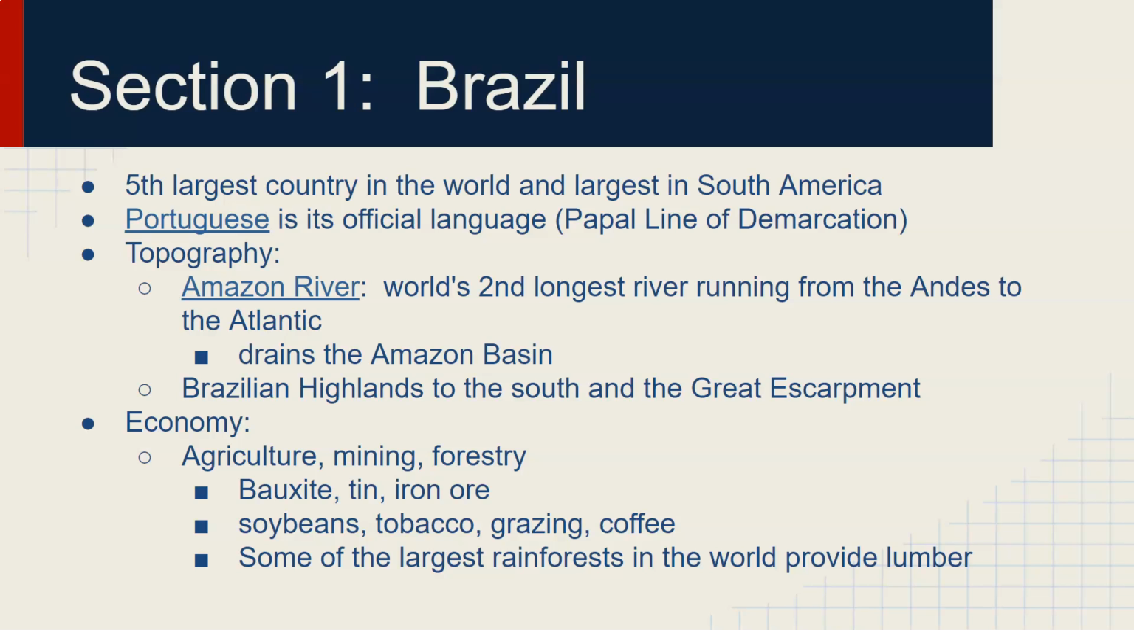It runs from the Andes to the Atlantic Ocean and drains the Amazon basin. The Brazilian highlands are also to the south, as well as the Great Escarpment. Those are some of your key physical features as far as the land goes. Looking at the economy, it's largely agriculture, mining, and of course forestry.